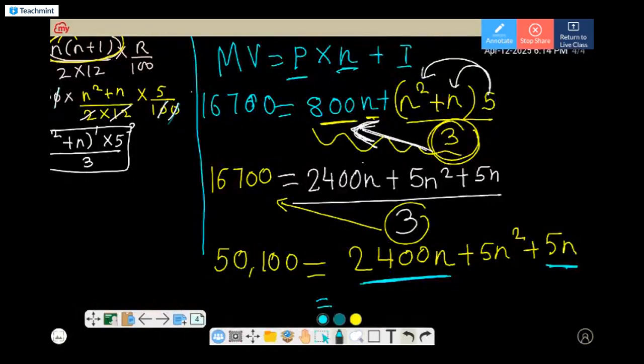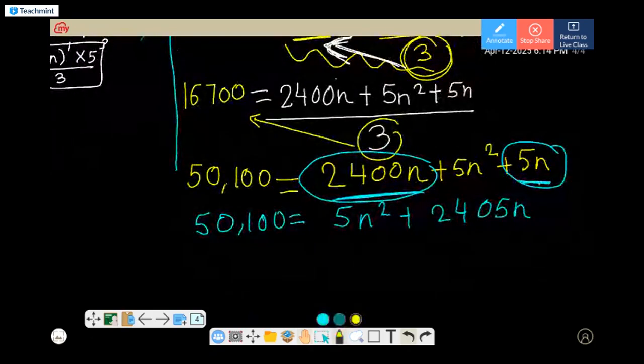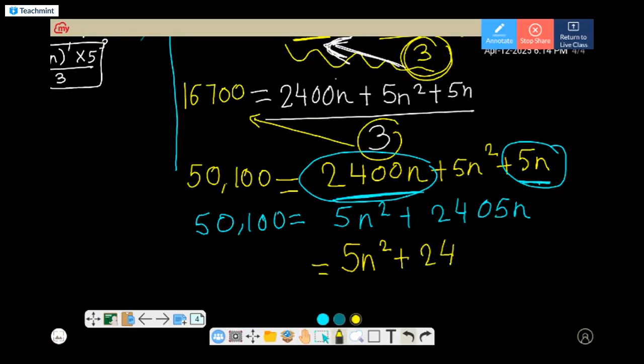Okay. Then once you get this, 2400n and 5n can be worked together because they are the same variable with the same power. So that will become 2405n, and on the left side you have 50,100. Now let us bring it all into the quadratic equation form, which you can write as 5n square plus 2405n, and this 50,100 will be shifted to the right side.